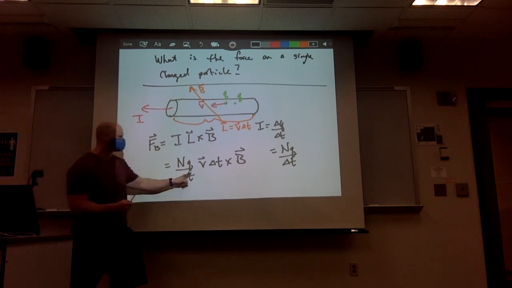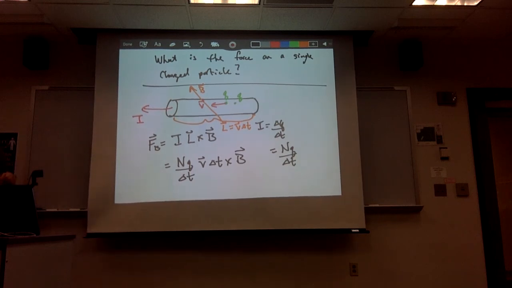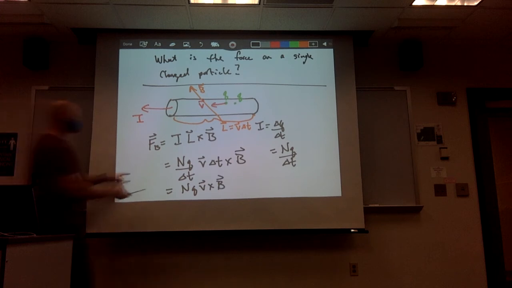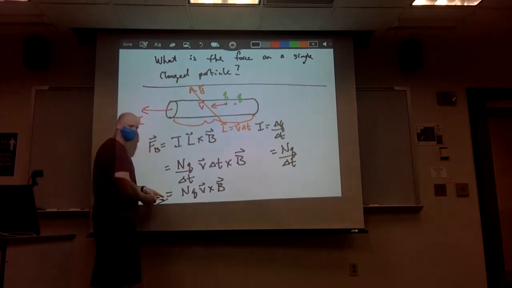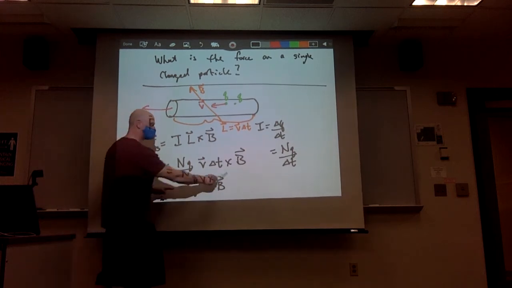What happens with this change in time here and this change in time here? They cancel because it's the same time frame. So this is then going to be equal to the number of charges times the charge times the velocity crossed by the external magnetic field. But this is the total force on all n number of those particles, which means the total force on one single particle is simply this entire thing without the n.